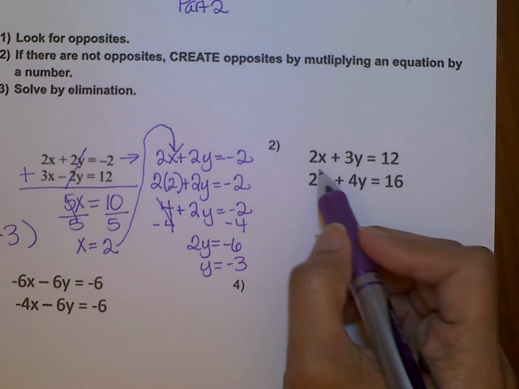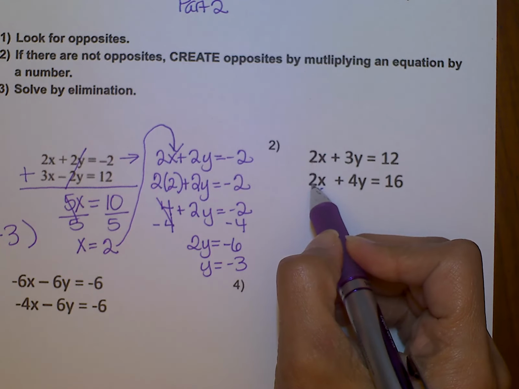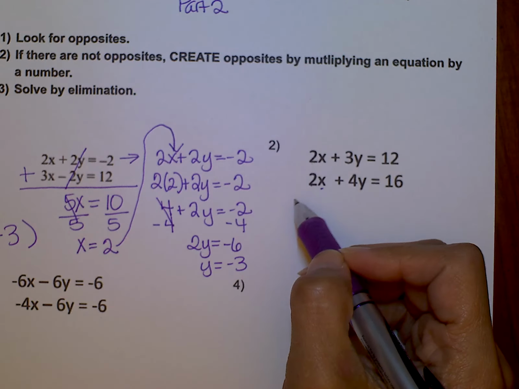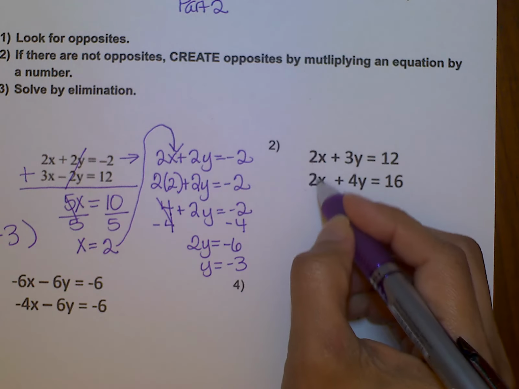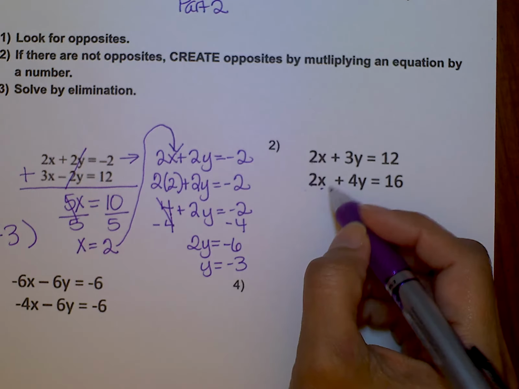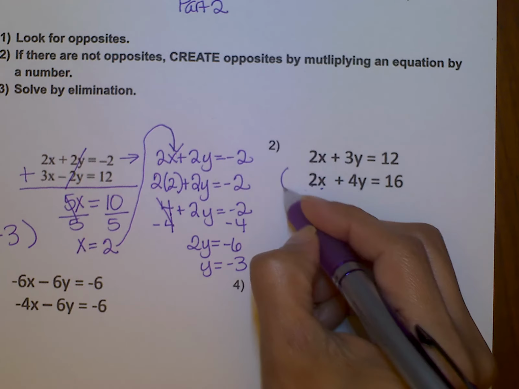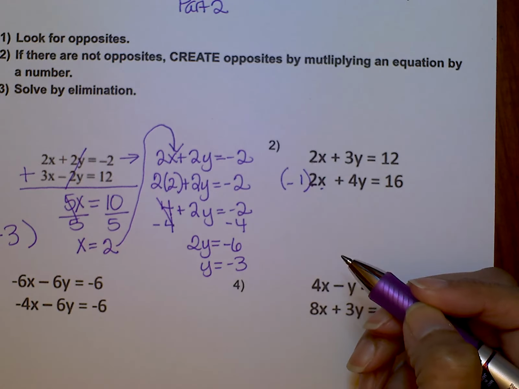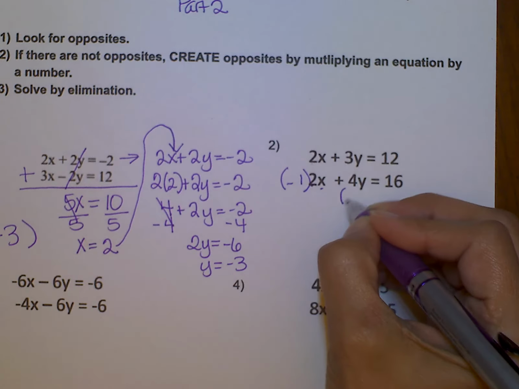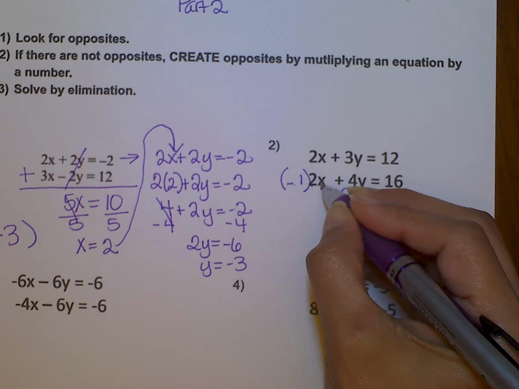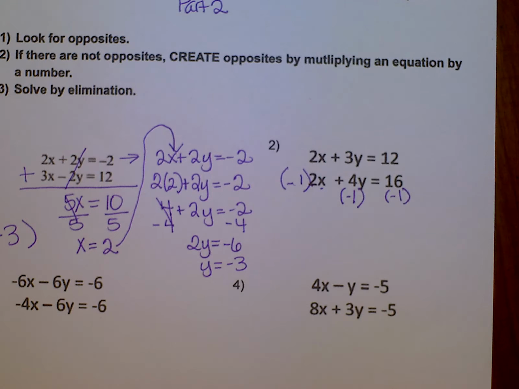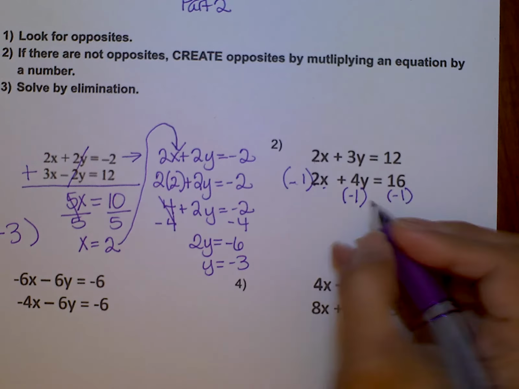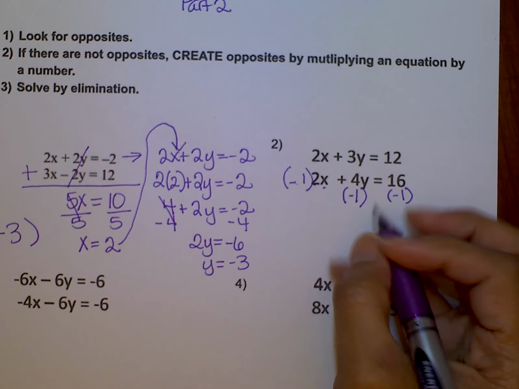So if this is 2x and this is positive 2x, I would need one of these equations to have a negative 2x for them to be able to cancel out. The only way I could do that is if I multiplied it by a negative 1. But the rule for algebra says if you multiply one term of an equation by a number, you have to multiply each term by that same number. So actually in this whole problem, all the signs will change. And it's equivalent because you multiplied each term by the same number.